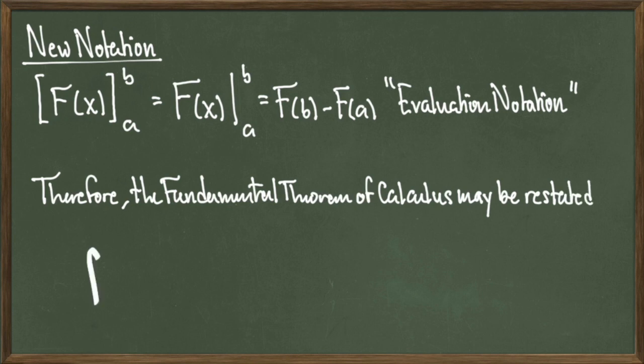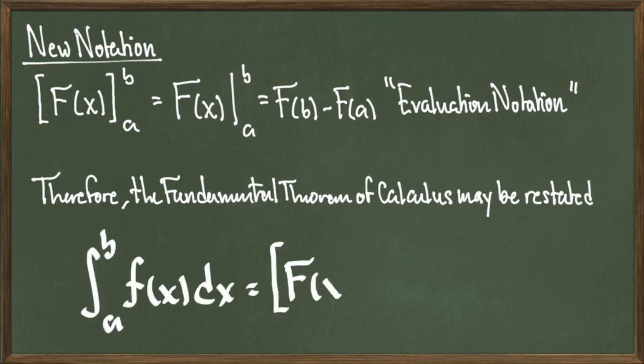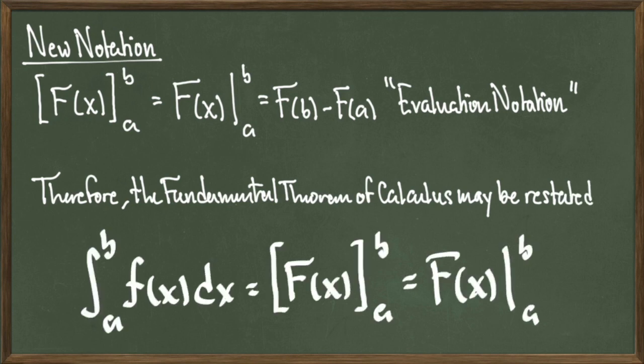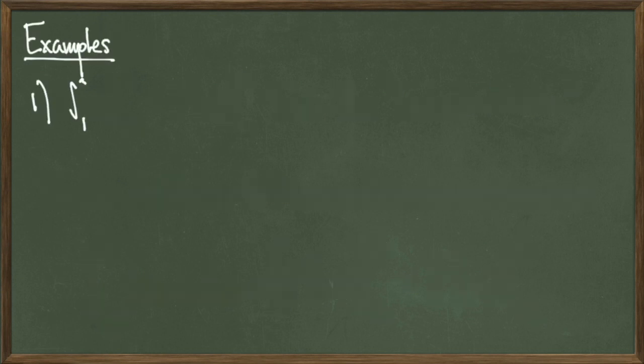Thus, if I were to restate the fundamental theorem of calculus with this new notation, I would get that the integral of f of x from a to b is equal to the evaluation notation containing F of x and a and b. Essentially, this notation is just a shorthand for F of b minus F of a. It makes it clear what our integration bounds are going to be. So let's go ahead and look at some examples.